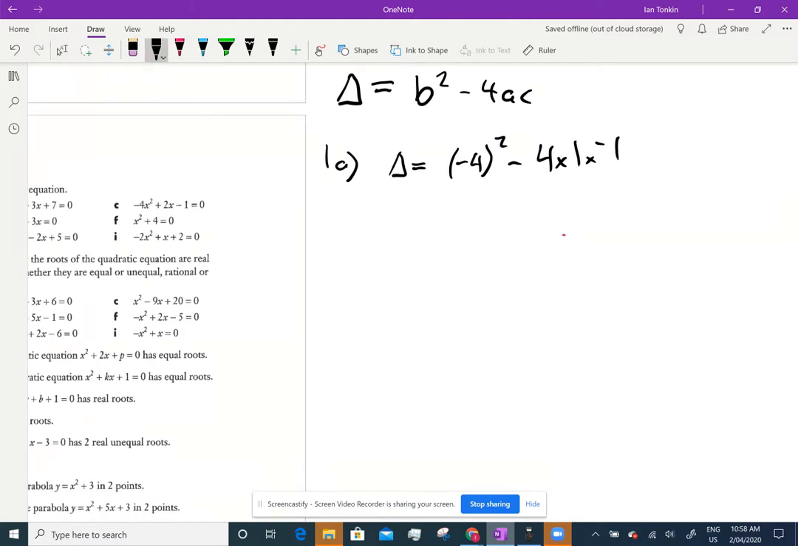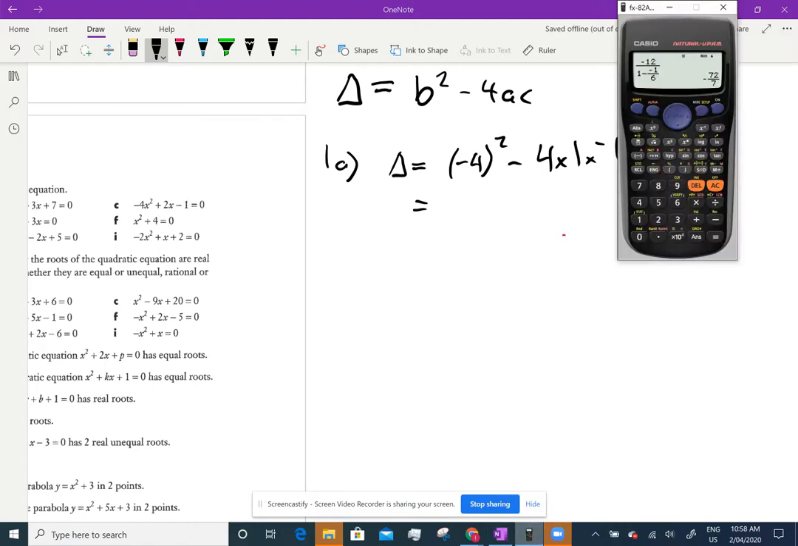Okay, you put that in your calculator and use parentheses. So negative 4 squared minus 4 times 1 times negative 1, 20.